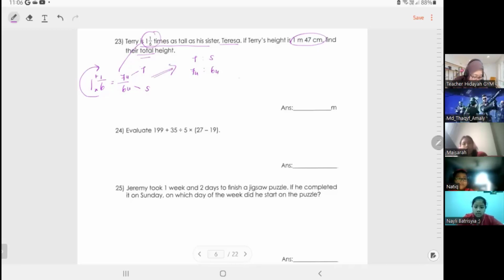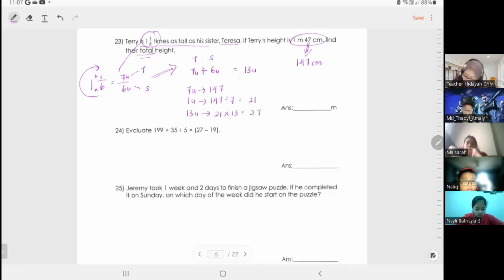If Terry's height is 1.47 m, convert everything to cm first. So it'll be this. Find the total height. Total height will be 13 units, correct? This one plus this one. So Terry is 7 units, which is 147. 1 unit is 147 divided by 7, 21. 13 units will be 21 times 13, 273 cm. The answer should be in meters.